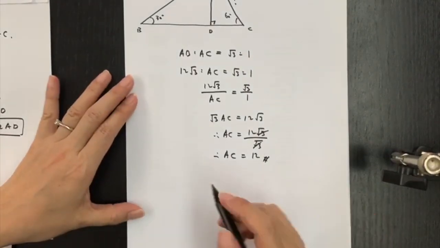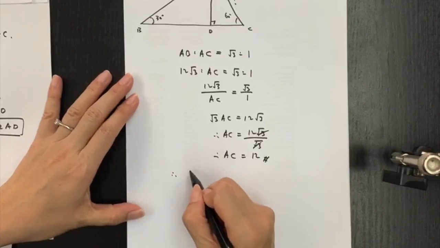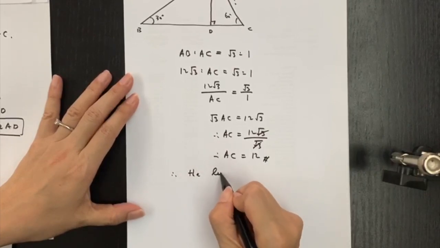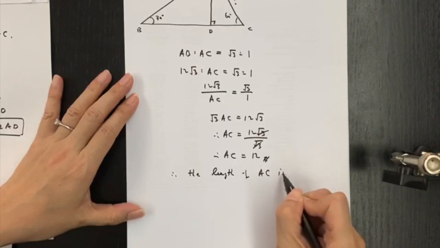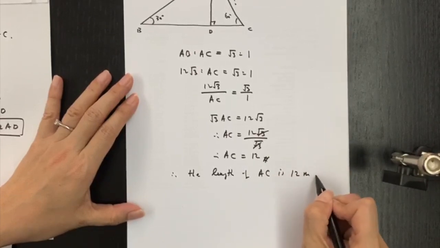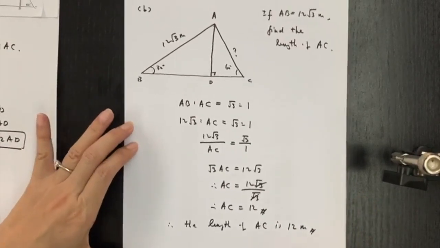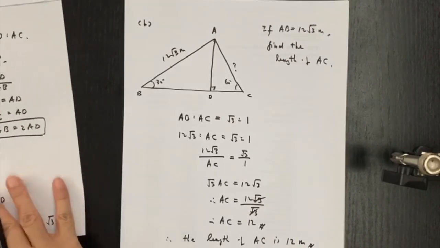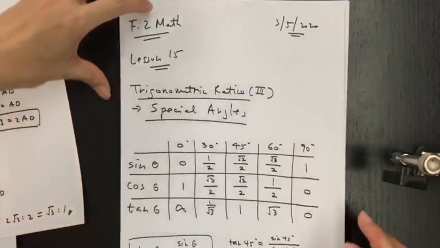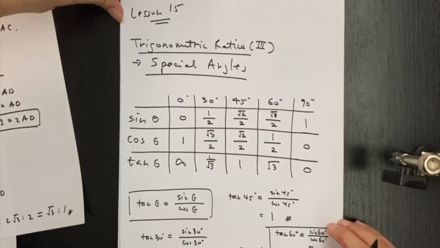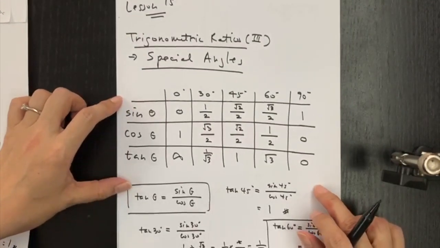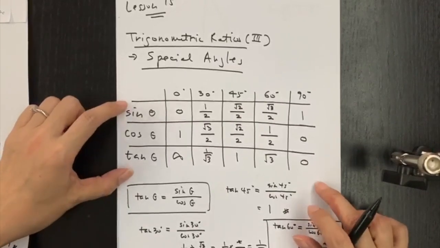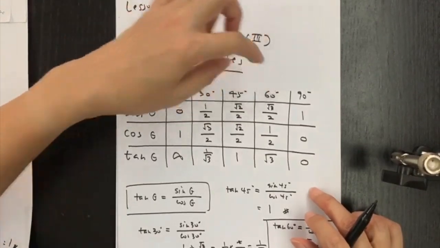You can make your conclusion by saying that the length of AC is equal to 12 meters. So that's all about today's chapter, special angles. To remind you one more time, this table is very, very important, and you have to memorize all the values for these special angles.